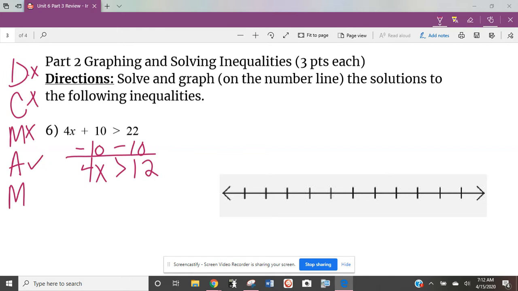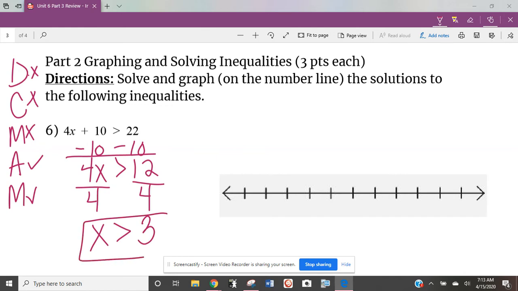So we've done that. Now we're going to multiply or divide by 4. So I'm going to divide both sides by 4. And the reason I'm dividing is because 4x is a multiplication problem, and to undo multiplication, we are going to divide. So if I divide, 4 divided by 4 is 1. So we can just write x is greater than 3, since 12 divided by 4 is 3. So this is our solution set.